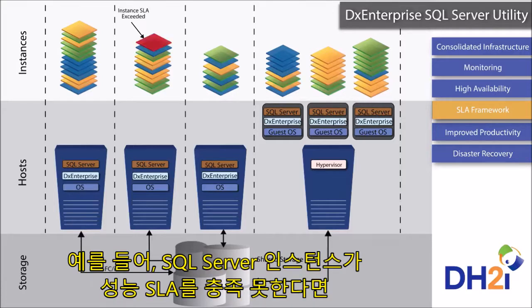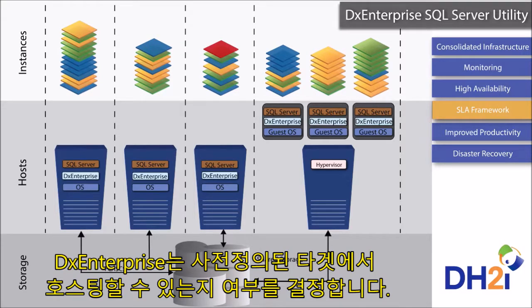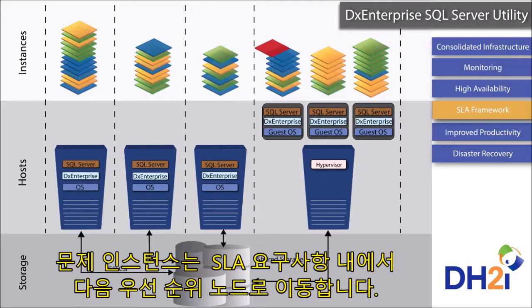For example, this SQL Server instance is not meeting its performance SLA. So, DxEnterprise will determine if it can be hosted on its pre-coordinated failover target. In this case, it was not able to meet its quality of service there either, so it will move on to the next priority node that the system knows can keep all instances and nodes within their SLA requirements.